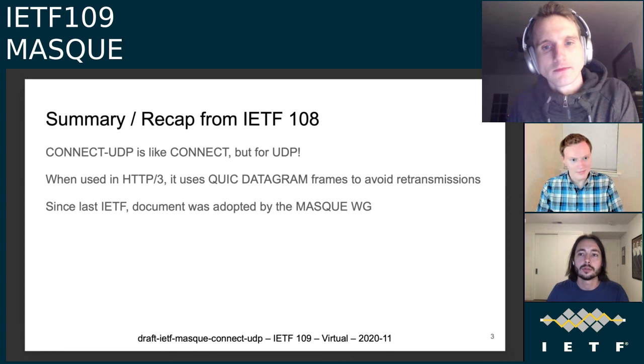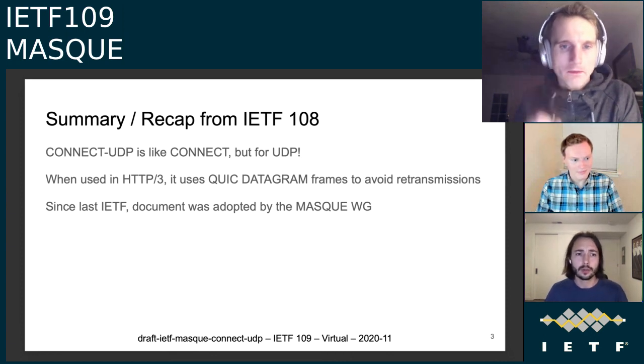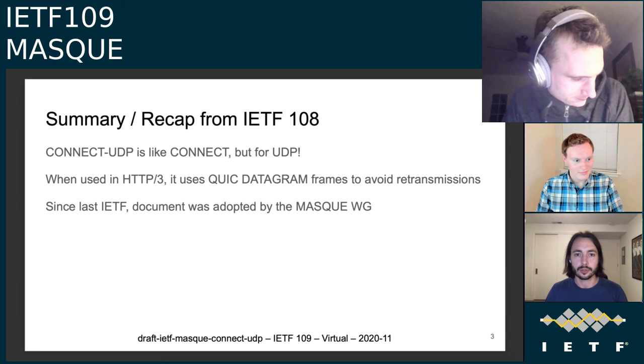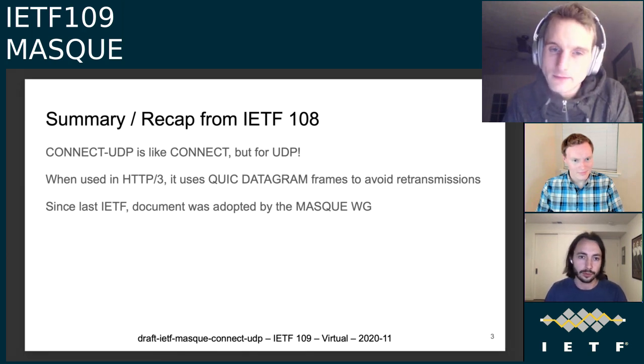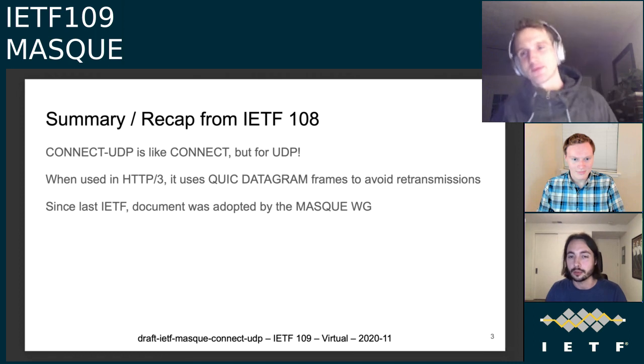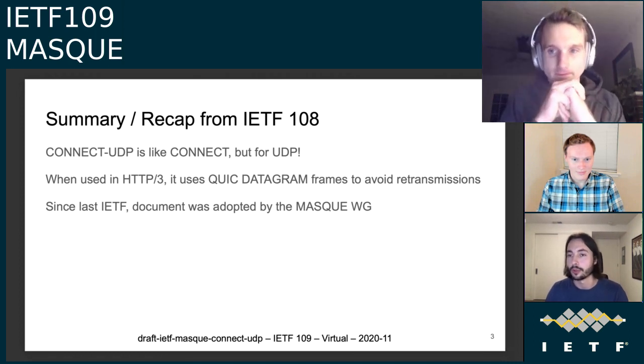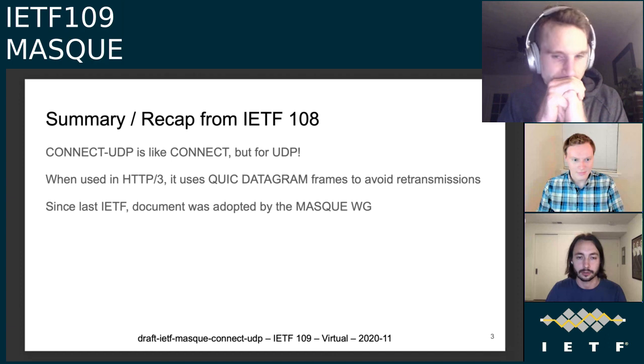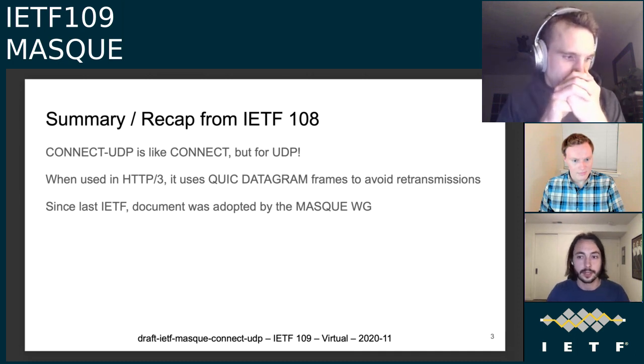All right, so I'm going to very quickly go over what CONNECT-UDP is for folks who weren't there at 108, which was our last session. Very quickly, CONNECT-UDP is like CONNECT, but for UDP. That's all there is to it. It's very simple. And the key property is when we use HTTP/3, it uses QUIC DATAGRAM frames to avoid retransmitting your UDP packets, which improves performance. The big change since last IETF was that the working group adopted the draft. Next slide, please.